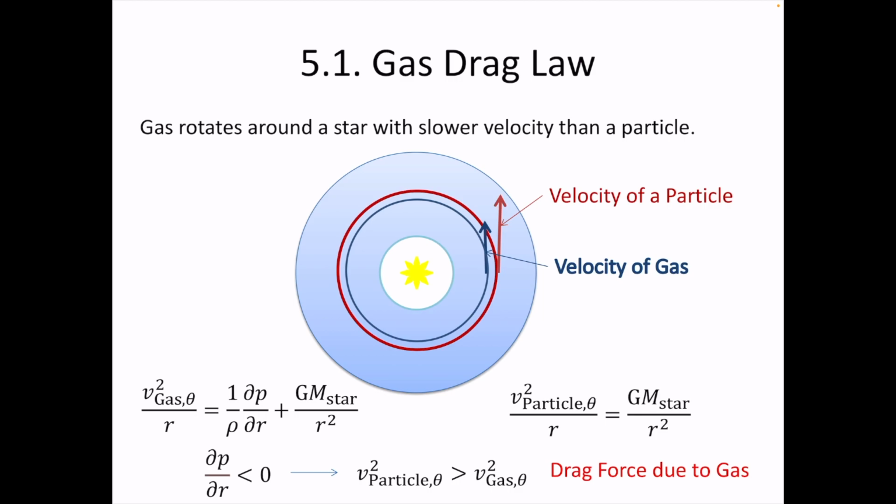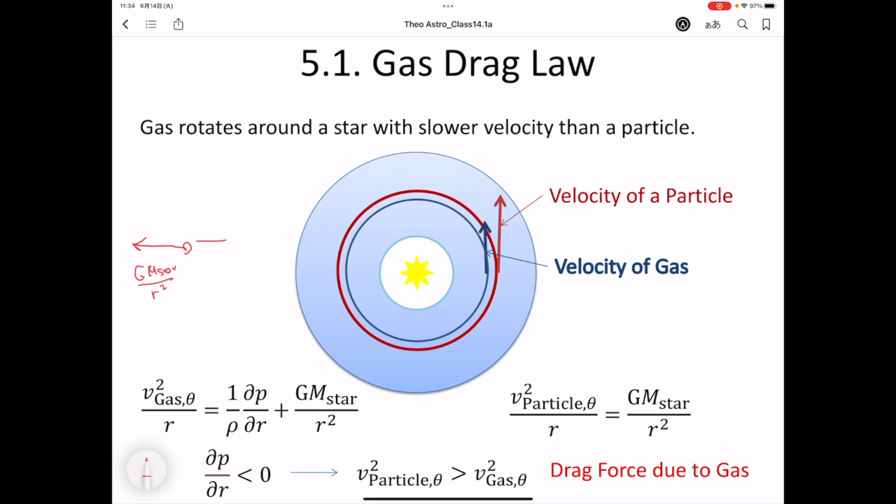The first topic is the gas drag law. Gas rotates around the star with a slower velocity than the particles. So I write the equations of motion for the gas and solid particles. For the gas, the centrifugal force is balanced with the sum of the pressure gradient and gravitational force. Gravitational force GM_star over R squared is balanced with the two forces: V_theta squared over R, the centrifugal force, and the pressure gradient, minus 1 over rho, partial P over partial R.